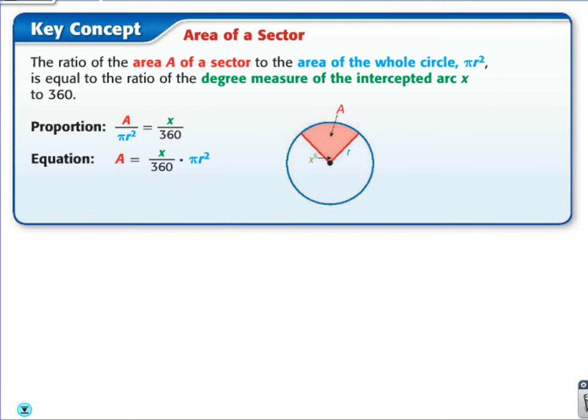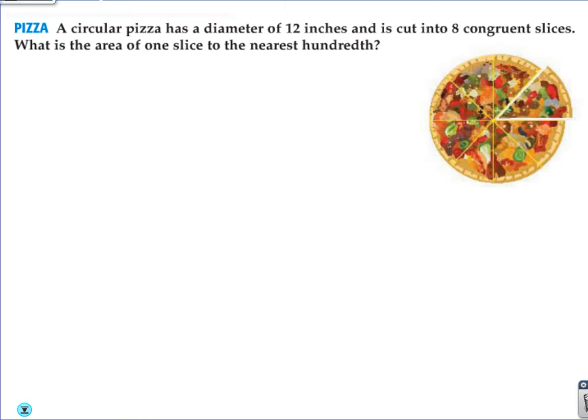Okay, sectors, and this will be the last thing we do today. Area of a sector. Anytime you're dealing with a circle, we know from the previous chapter that you have 360 total degrees in a circle. Well, what if I want to find just the area of a portion of that? The ratio of the area of a sector to the area of the whole circle is equal to the ratio of the degree measure of the intercepted arc to 360. That's confusing. That whole thing doesn't make sense to me, so let me show you what that means.